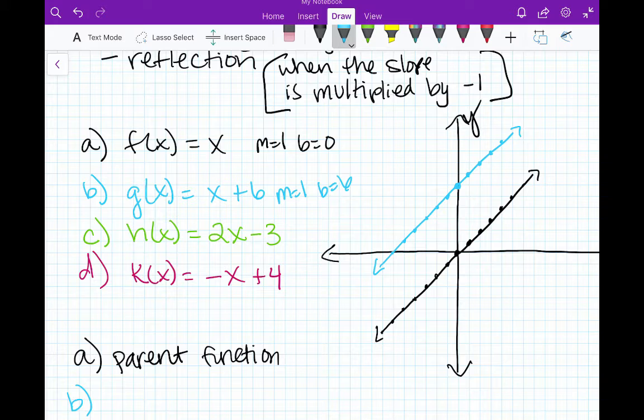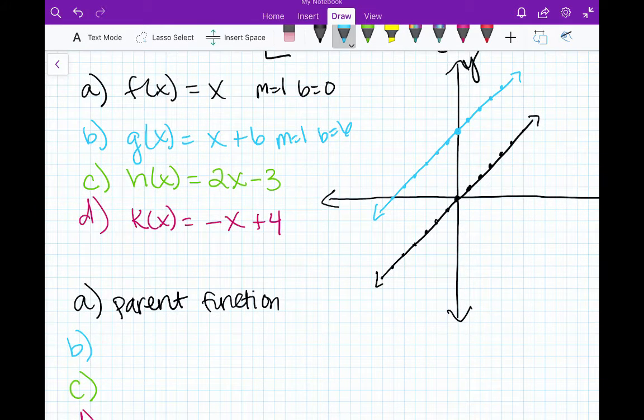Speaking of g of x and f of x, we learned that just recently. And so this g of x is a transformation of f of x. Specifically, it is a translation. This function has been translated 6 units up from f of x.